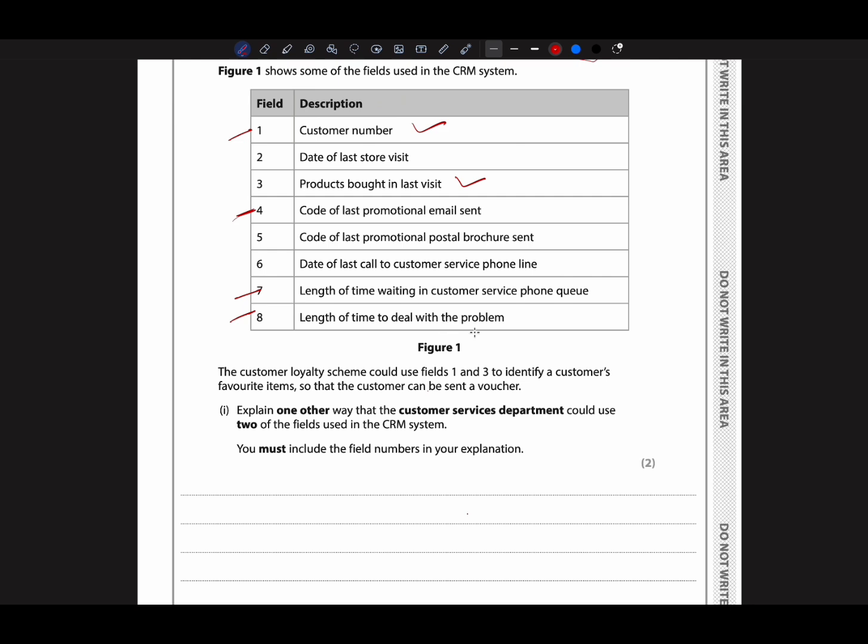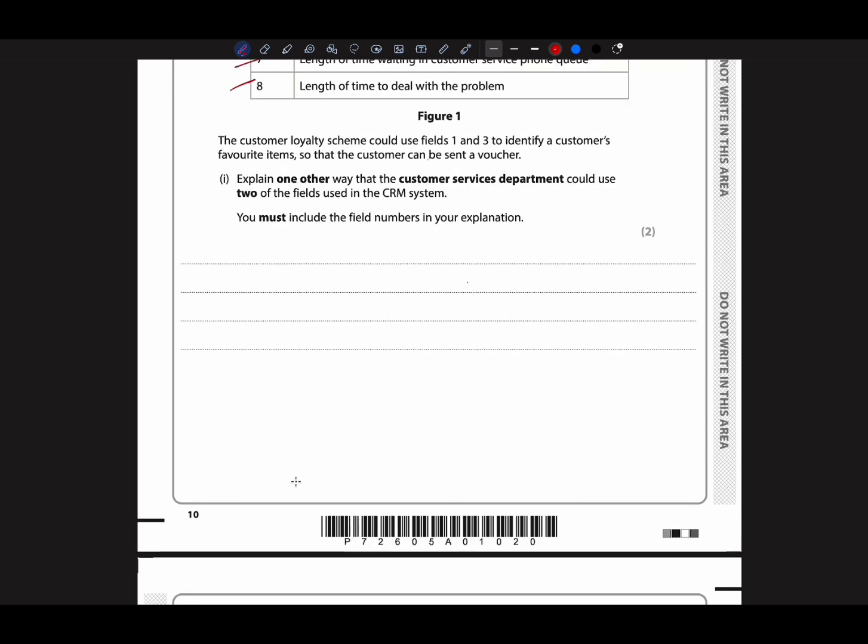So if there is a record, like some problems take 2 or 3 days, but they could be done within 1 day, but they delay it, we can look at what the issue is so that it can improve in future. So the answer for this question will be fields 7 and 8 can help.